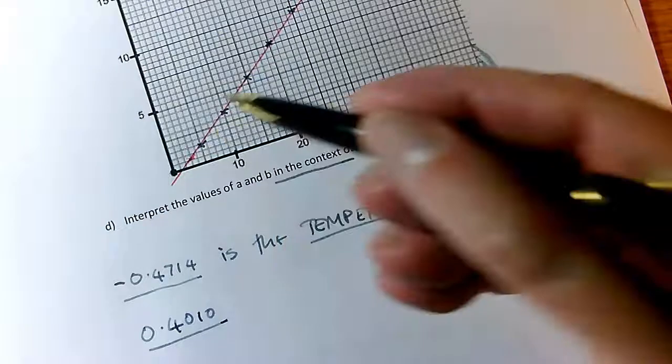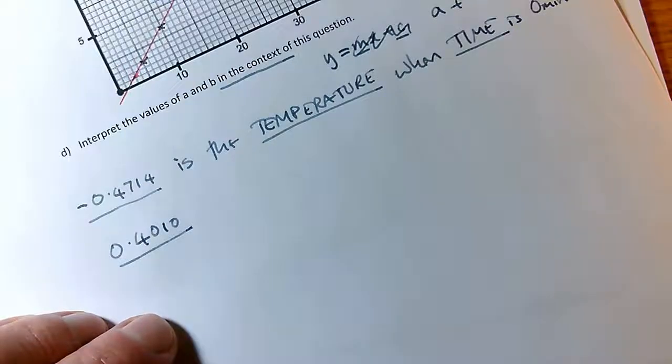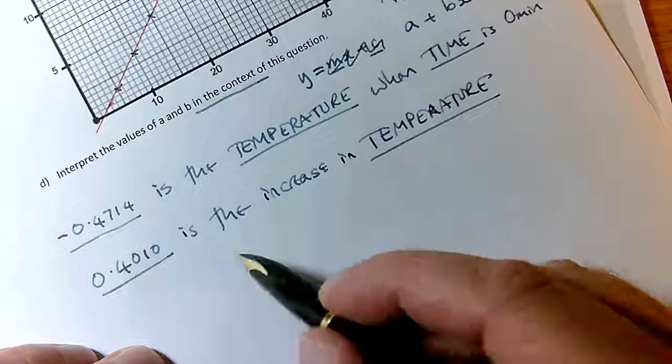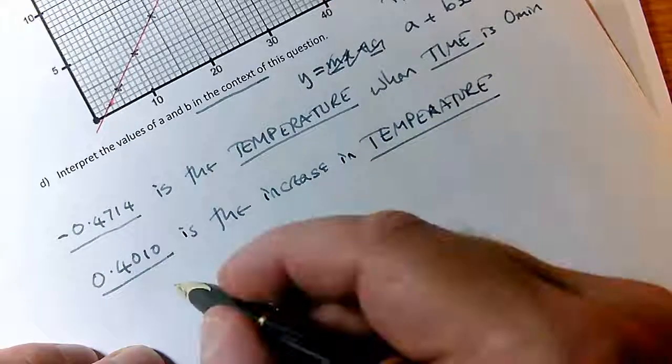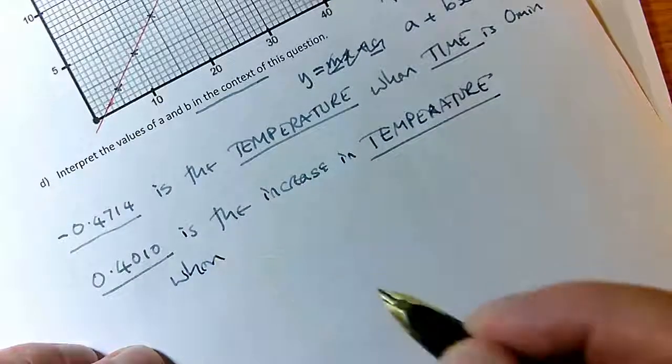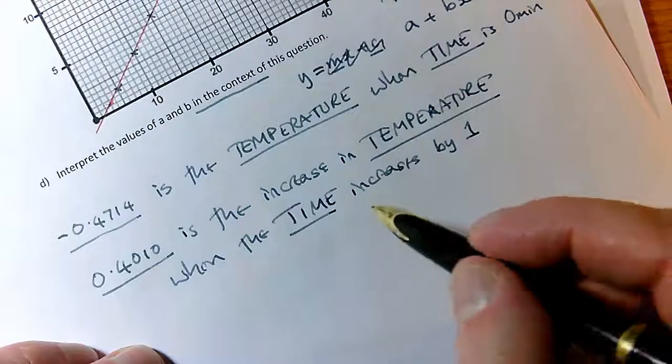It's what the y variable increases by. So 0.0410 is the increase in the y variable. So I say the increase in temperature, I name the y variable, when the x variable, but in this case this is the time, when that increases by 1.